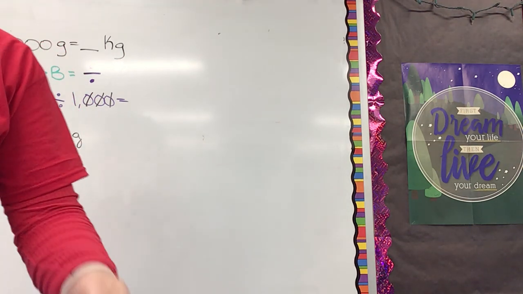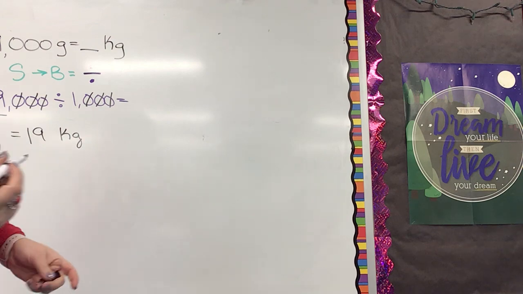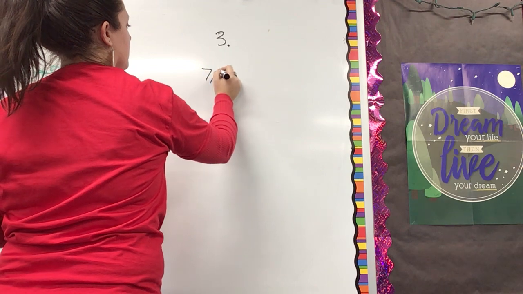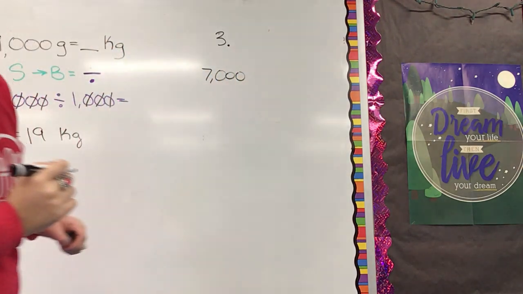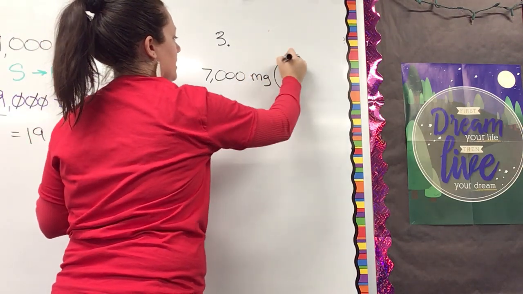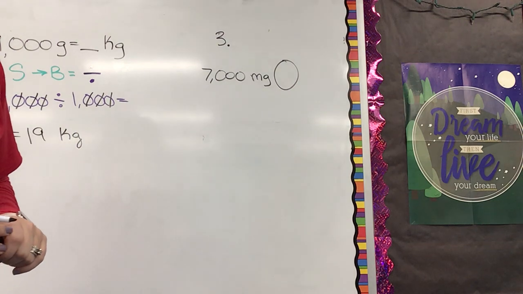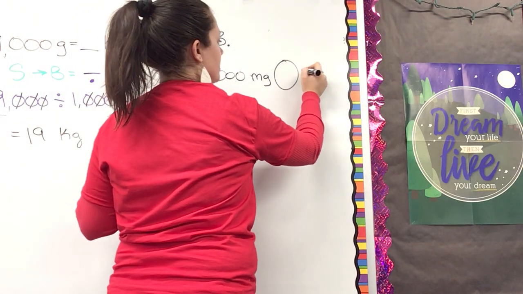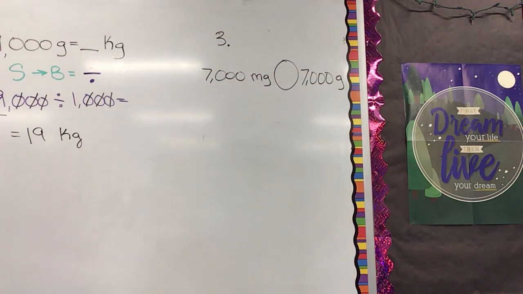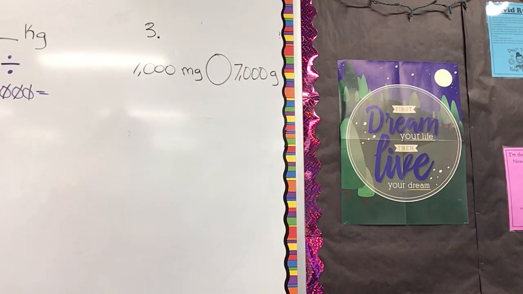I want to do some comparison here. I've got 7,000 milligrams. Here's my little comparison circle that we have to put our symbol in the middle to 7,000 grams. 7,000 milligrams to 7,000 grams. Do I need to do any work here? No. Why do I not need to do any kind of work here? How can I just look at this?